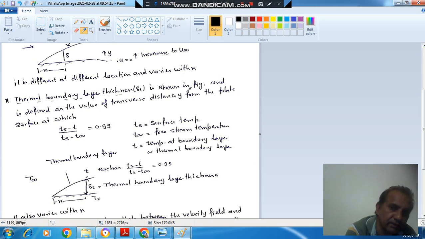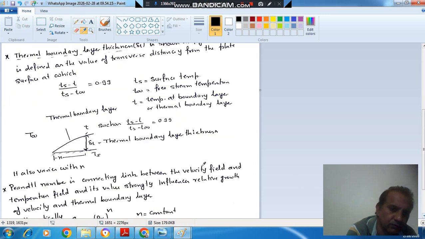The thermal boundary layer thickness is shown in the figure and is defined as the value of transverse distance y from the plate surface such that (Ts minus T) divided by (Ts minus T infinity) is equal to 0.99. Ts is the surface temperature of the plate, T infinity is the free stream temperature, and T is the temperature in the thermal boundary layer. It also varies with x, so here it has a different thickness, and here a different thickness.